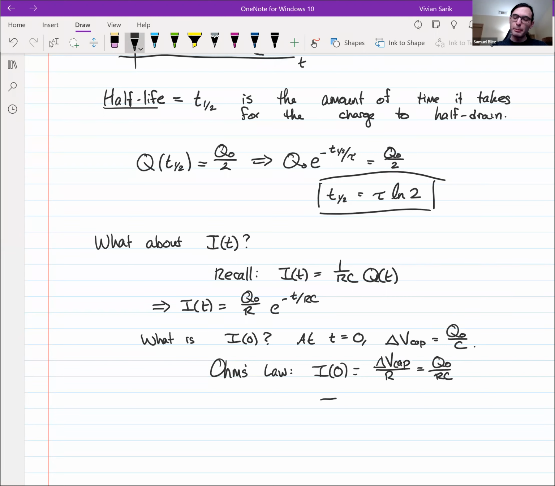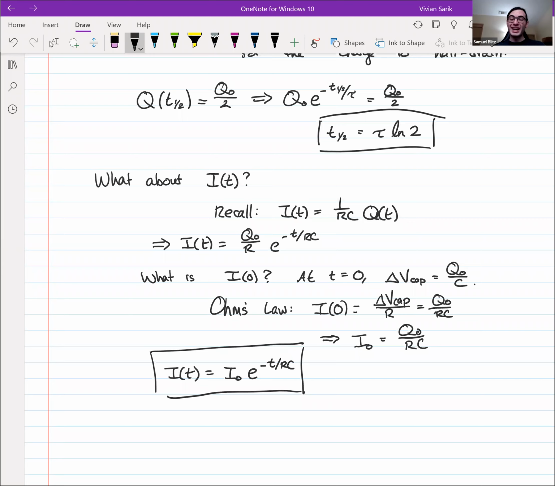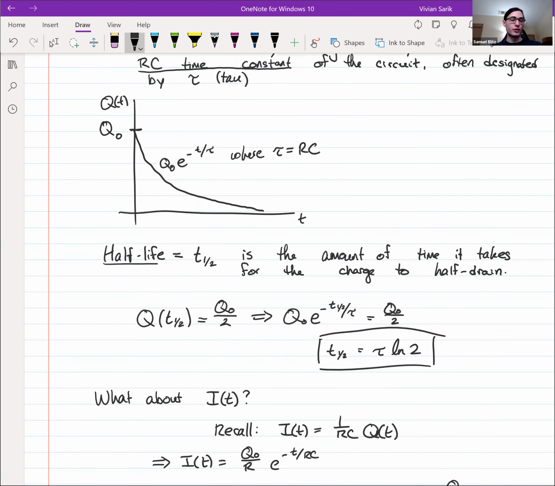And so it makes sense to use I naught as a name for Q naught over RC, because it is just the initial current. So really what we have is that I of t is equal to I naught times e to the minus t over RC. And again, this is just exponential decay, and it has the exact same shape. It just starts at I naught instead of Q naught, and it has different units.